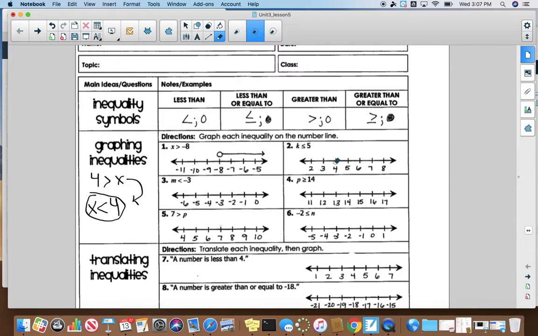Number 2, k is less than or equal to 5. Okay, so less than or equal to, we're going to first start with 5. Because it's equal to, it's filled in. So filled in circle at 5. And then less than, if we look at the number line, the numbers that are less than 5 go to the left. So you'll notice, like I had just said, that the direction that this points is the direction that we are shading or drawing our line. It'll be different down here unless you rearrange it like I just showed here.